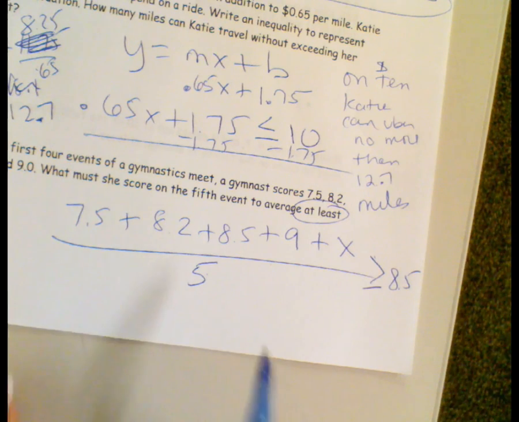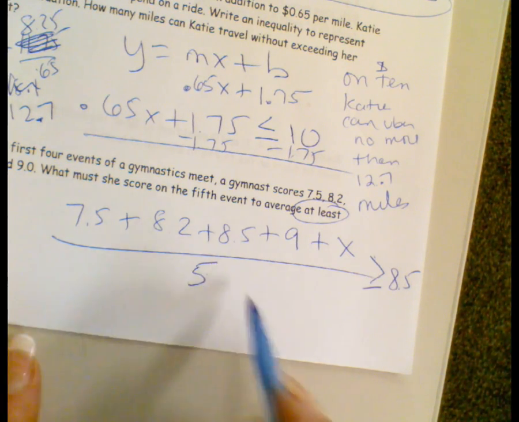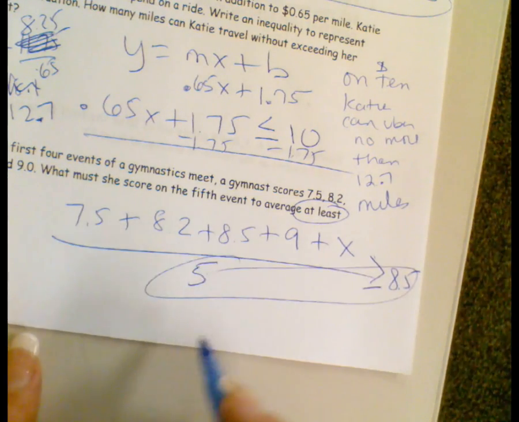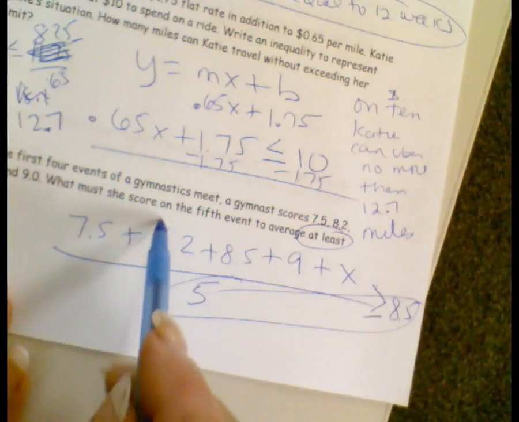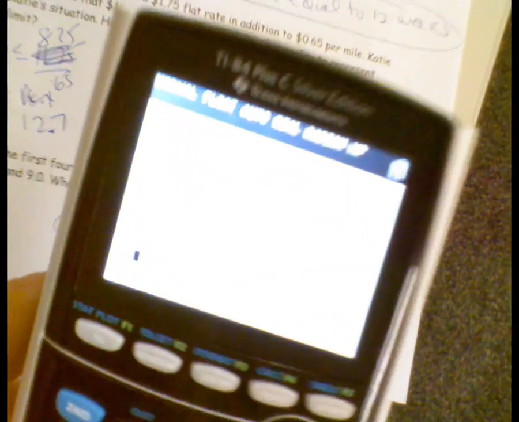Okay, so what do I do first? How do I get rid of a division of 5? I want everyone to multiply the other side by 5. And at the same time, we're going to add up these 4 numbers. Okay, we're going to add up those 4 numbers. So 7.5, I'll do it right here on my calculator, if I do it right this time anyway.